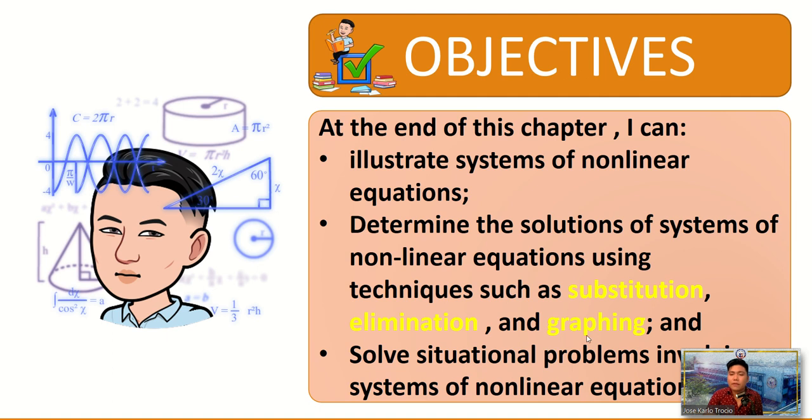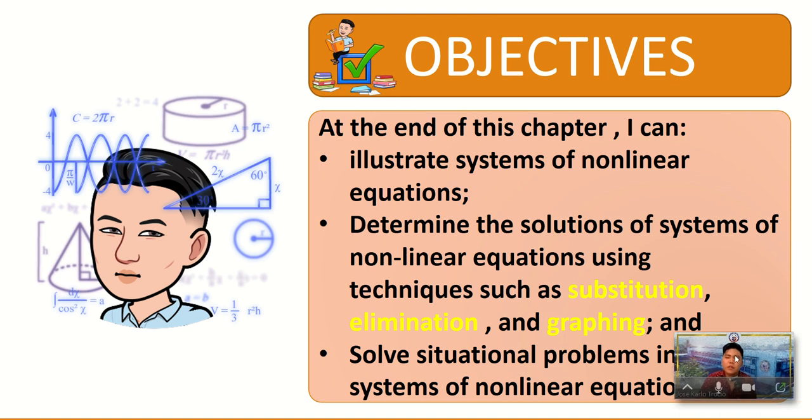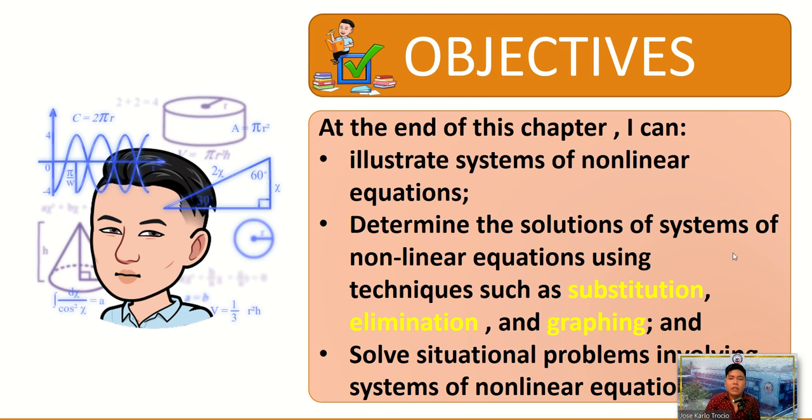So we already did the graphing, but that is only using software. But how about manually? And I know you already know how to do the graphing in conic sections. The substitution and elimination are going to be a long process, so stay watching the video. And at the end, we're going to solve situational problems involving systems of nonlinear equations.